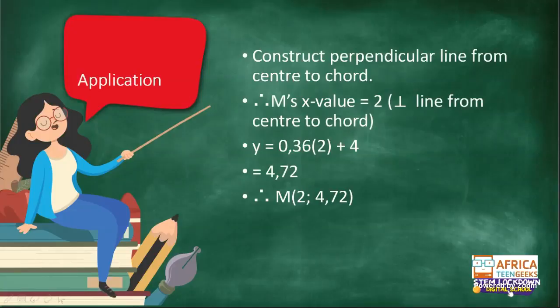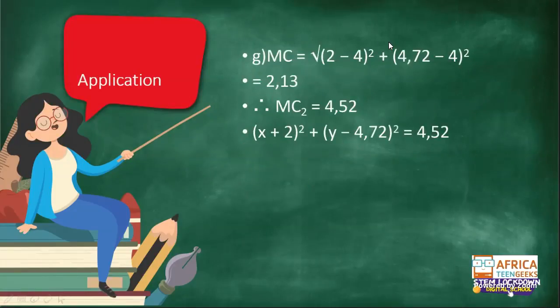All right, let's quickly look at the last question. The last question here was for us to write the equation of the circle in center and radius form. You already know MC. You have the coordinates of M, you have the coordinates of C. So you do the square root of (2 minus 4) all squared plus (4.72 minus 4) all squared. That will give you 2.13. Therefore, you see that MC squared here will be 4.52.